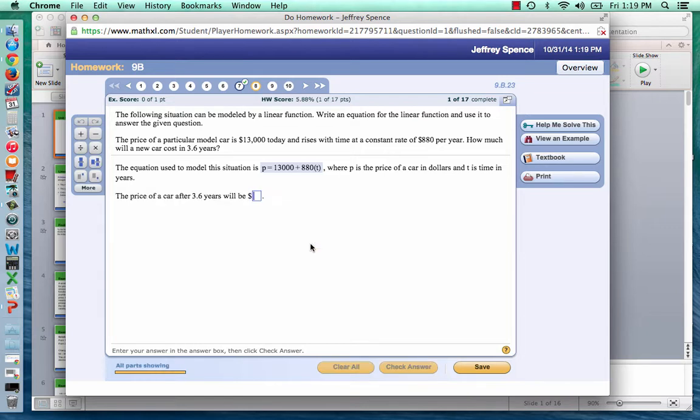Good job. And then we're going to figure out the price of the car in 3.6 years. That just means we plug in 3.6 for t. So I'm going to do 880 times 3.6. That's 3168, and then I'm going to add that to 13,000, and that's 16,168. So $16,168.